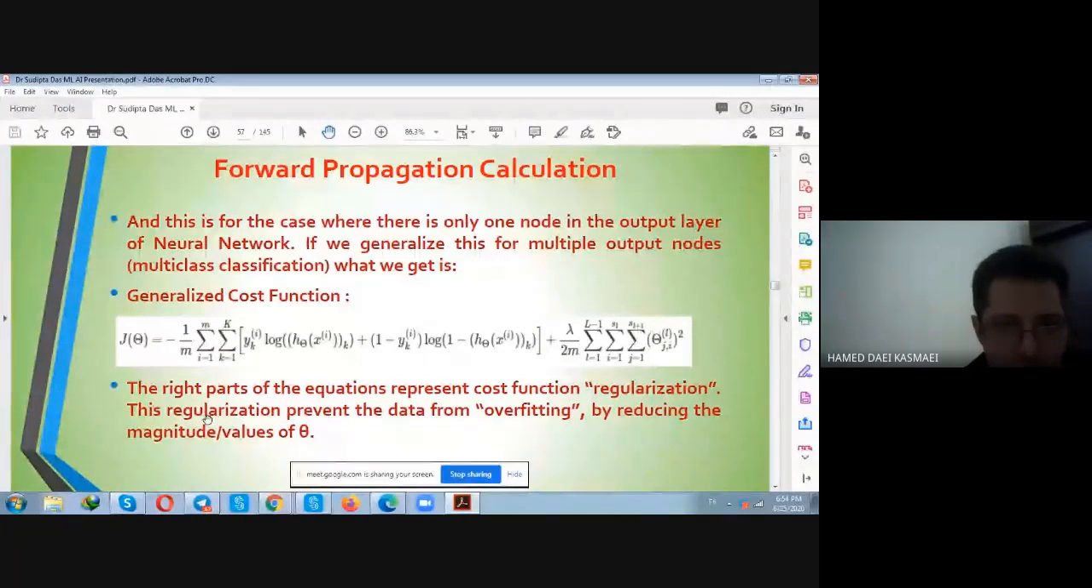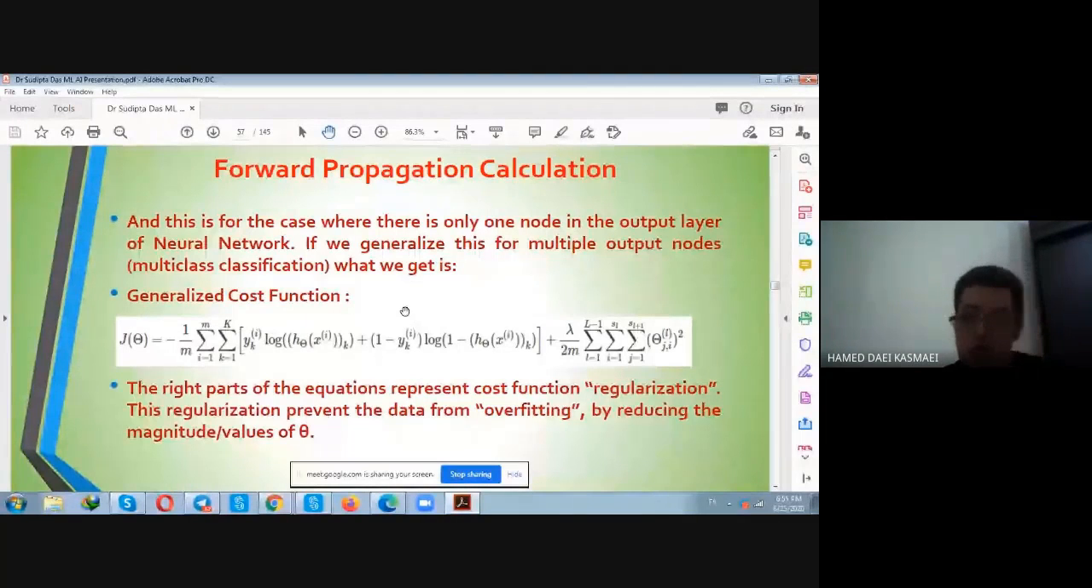The right part of the equation represents the cost function regularization. This regularization prevents the model from overfitting by reducing the magnitude of the values of theta. So you will have a control parameter for each part of a neural network that you can set or adjust. You need to know all of them are dependent together, just about the function that you have, with the independent variable as the input data.